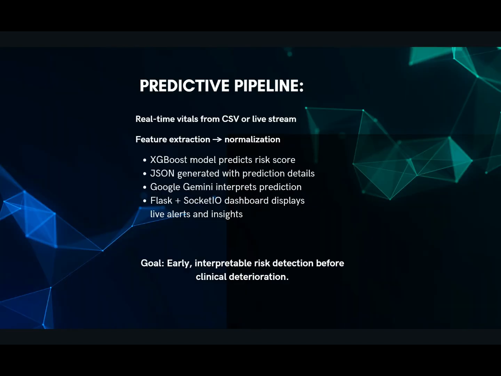Next, the predictive pipeline. As I said before, our stage one will first detect the anomaly in the vital signs. Then it will package the whole data at that timestamp as JSON and send it to the LLM, which is Google Gemini. Google Gemini will interpret the prediction, and the result is displayed through Flask and Socket.IO.